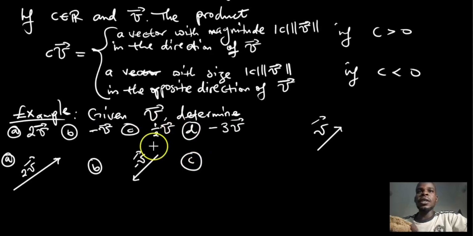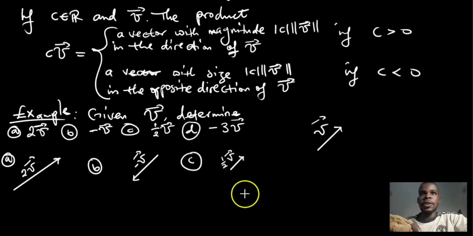Good. For the next one, this is 1/2 times the vector, that's 1/2 of the vector. Now the magnitude will just be half of the original vector, but the direction will stay the same because 1/2 is greater than 0. So we should have something like this. Since this is vector v, we should have something that's pointing in the direction of vector v, but this time half the length, that is half the size. Good. So that is half of vector v. Okay, that's nice. I hope that's clear enough.